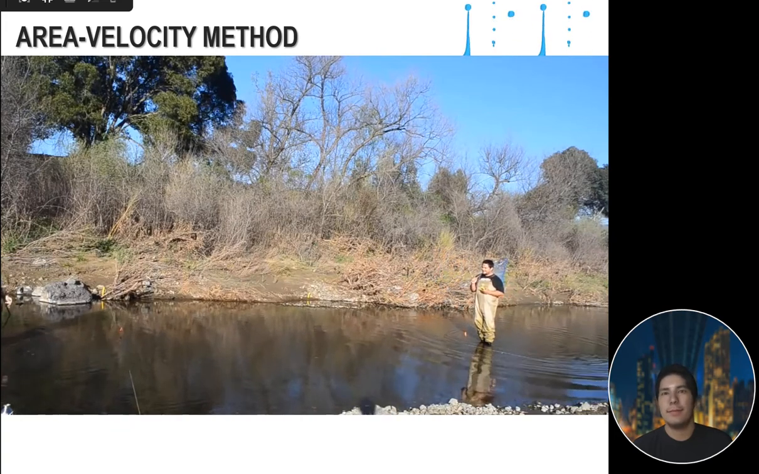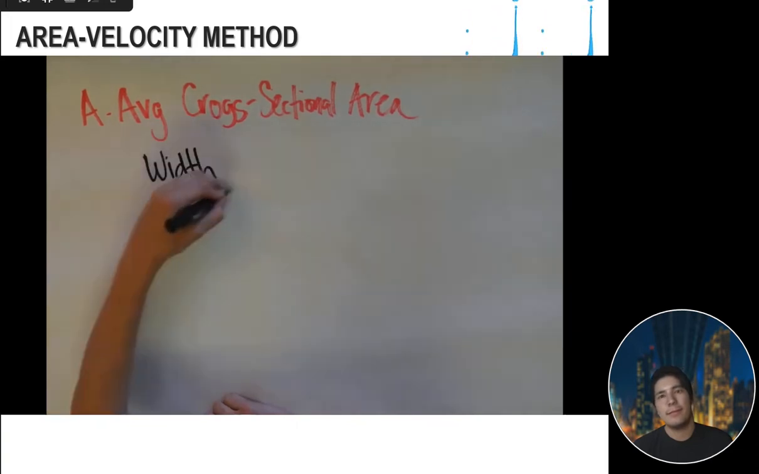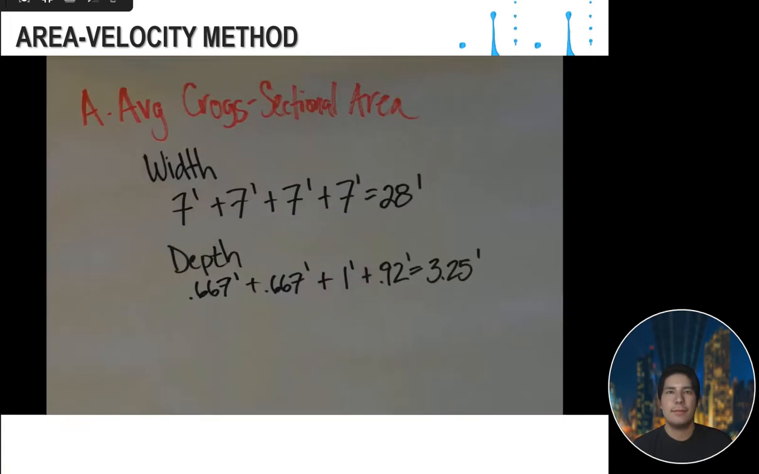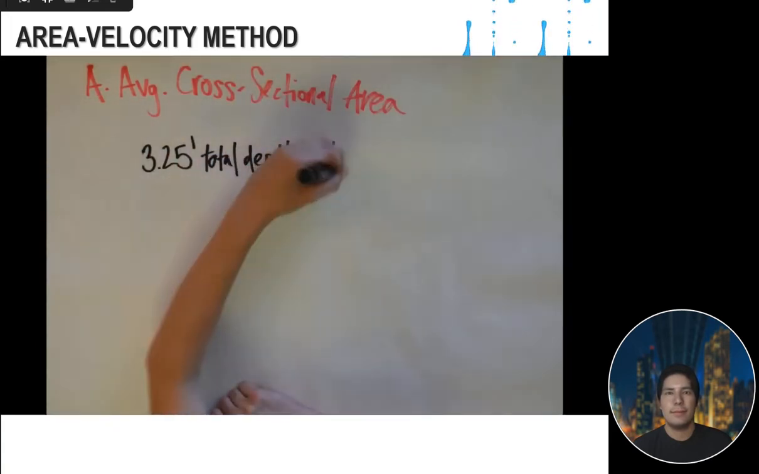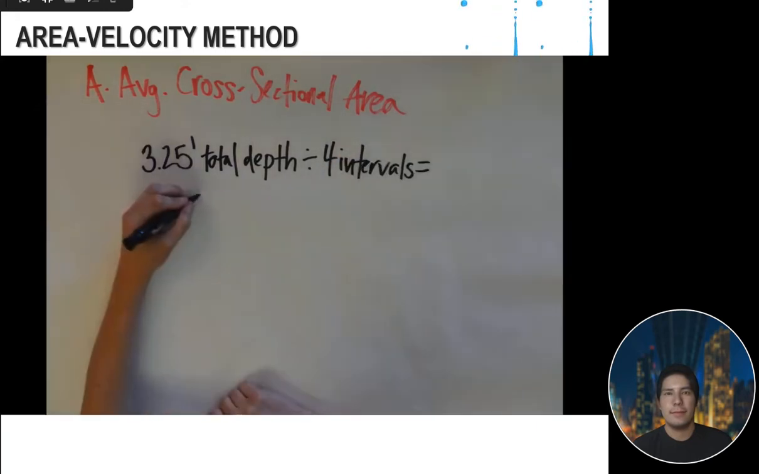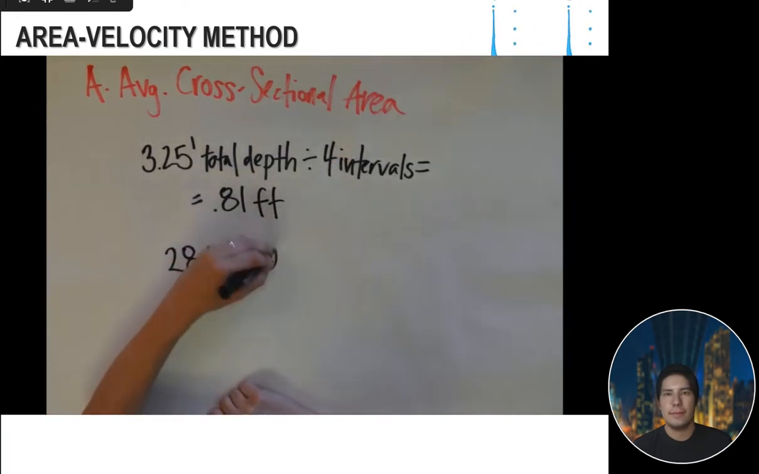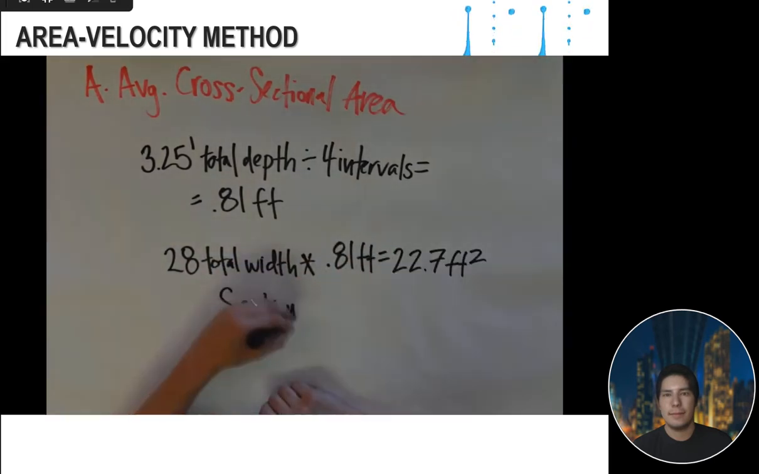Now that you've filled out the EPA data form, we're ready to figure out the average cross-sectional area by using the data from the data form. We're going to start out by calculating the total width and then calculating the total depth. In calculating the average depth, we're going to take the total depth and divide that by the 4 intervals we marked on the line. And that gives us a total of 0.81 feet for the average depth. Then we take the total width, multiply that by the average depth, and we get our number for section 1.